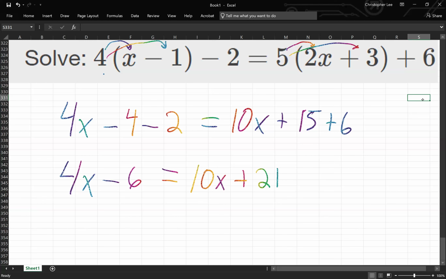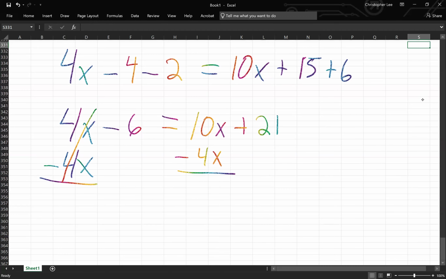You don't have to always choose it. That's the recommendation. What would you like to do? We'll move the 4x. Let's move the 4x then. So I'm going to subtract 4x. But what I do to one side of the equation, I have to do to the other side of the equation. I'm going to subtract 4x from here.